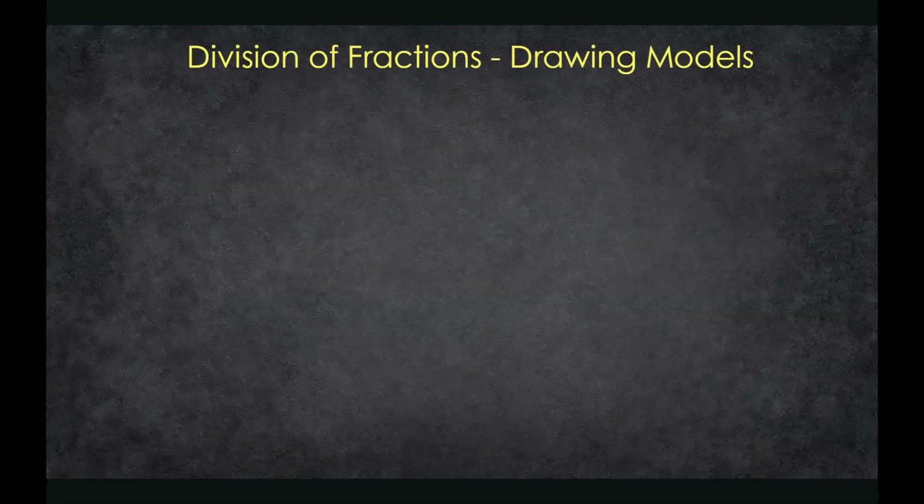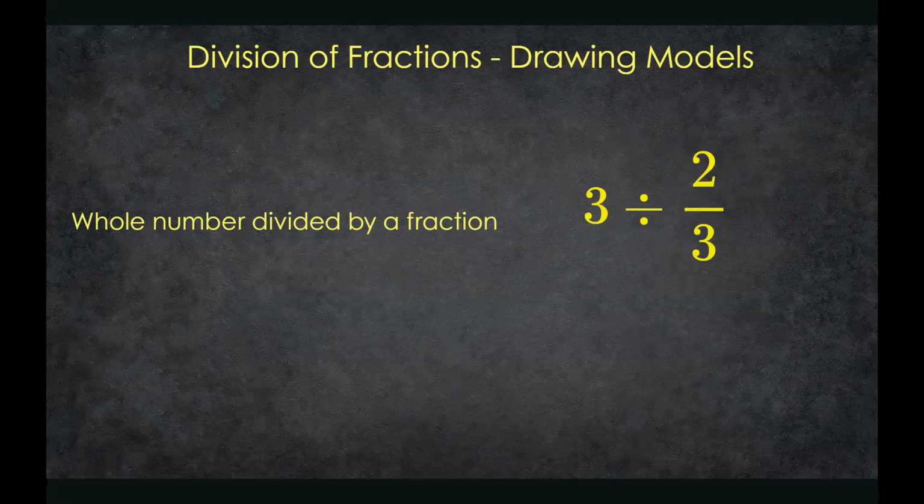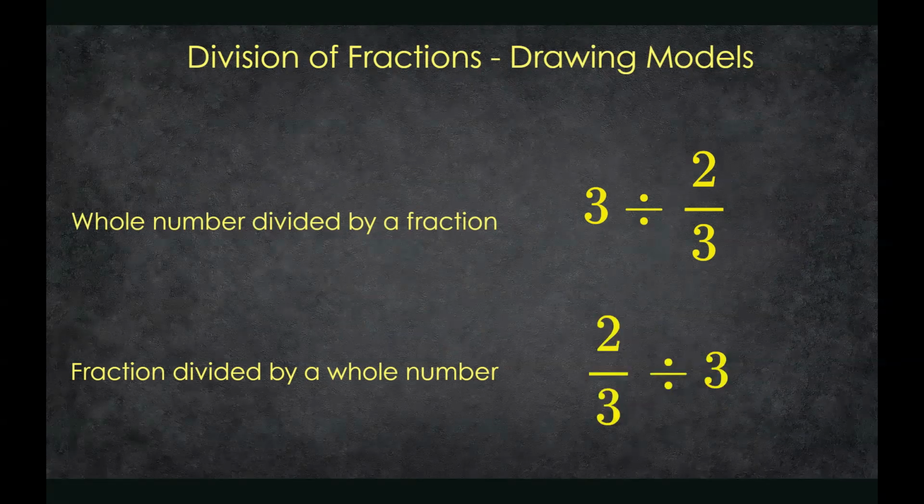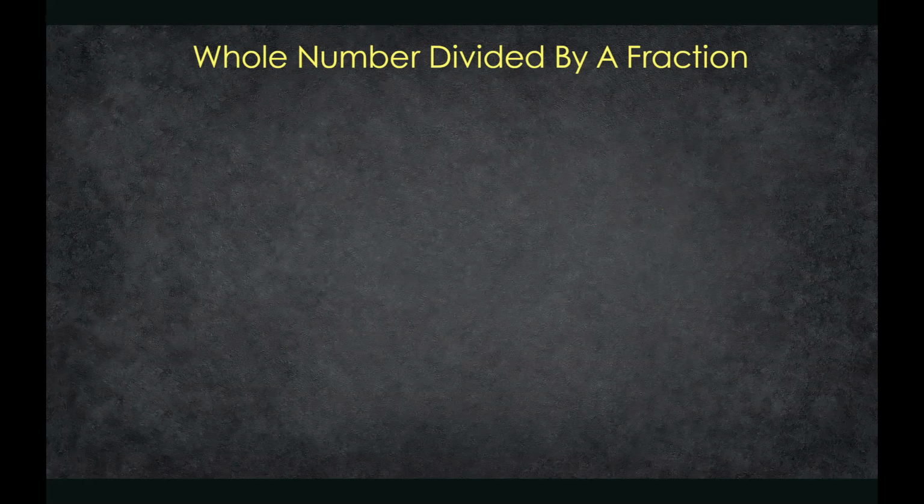All right, so when we are dividing fractions, there are two examples that we need to know in fifth grade. The first example is a whole number divided by a fraction. For example, 3 wholes divided into groups of 2/3. The second type of problem is a fraction divided by a whole number: 2/3 divided into 3 parts. Those are the two types of problems I'm going to be showing you today. We're going to start with whole numbers divided by fractions.